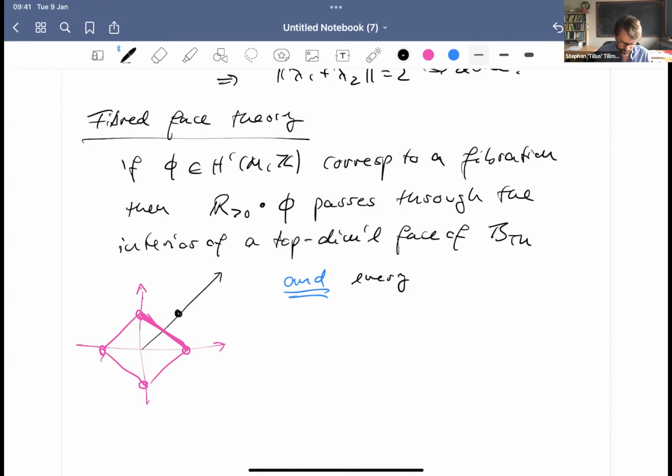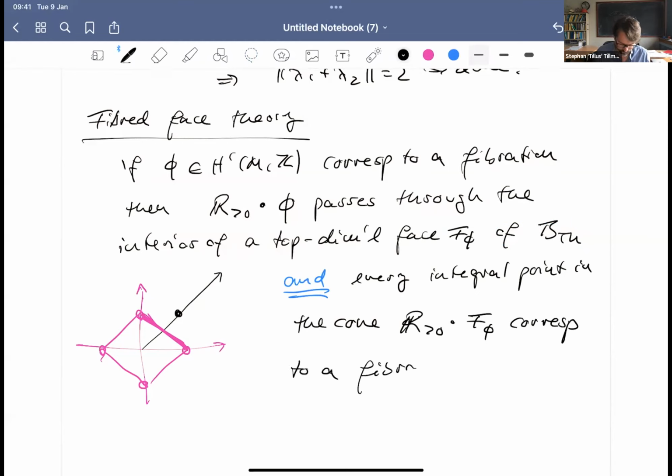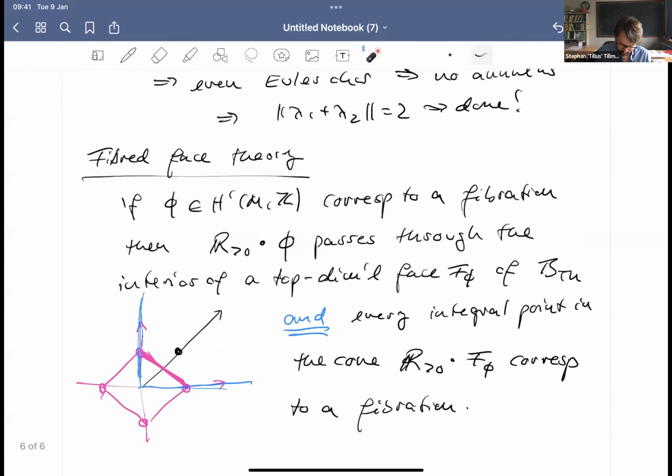And every integral point in the cone, so I should give this face a name. Let me just call it F_phi. In the cone, so greater than 0 times F_phi, corresponds to a fibration. Okay, so in this case here we have to exclude basically the extremities, but then everything inside here corresponds to a fibration. So let me just shade this.